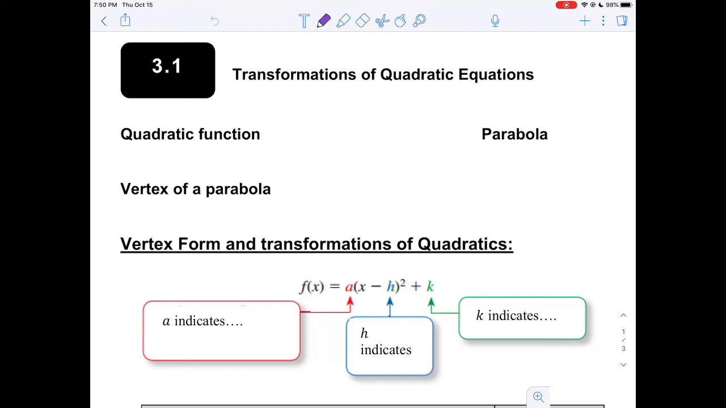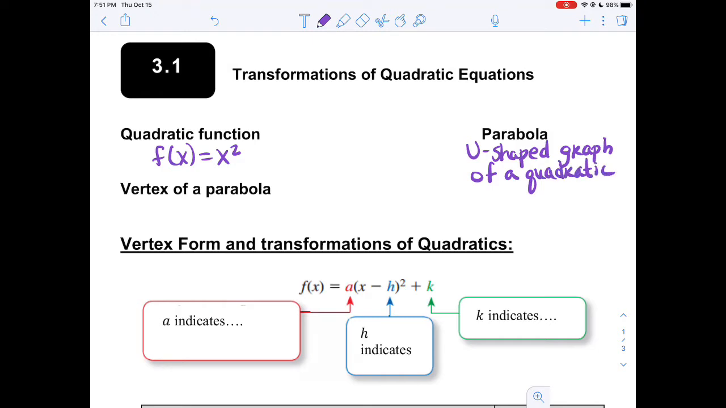First, a quadratic function is written as f of x is equal to x squared. That's a quadratic. A parabola is the U-shaped graph of a quadratic. And finally, the vertex of a parabola is the lowest or highest point on a parabola.